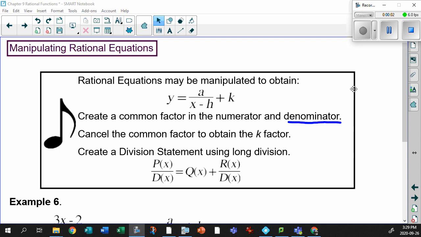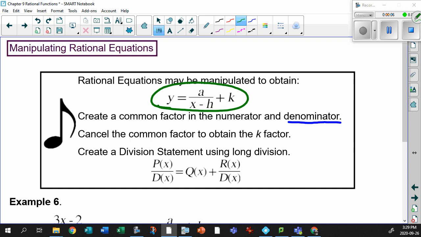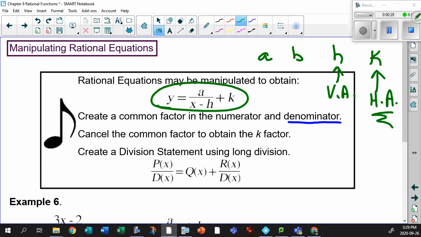So sometimes you're given equations in this form, and think about how beautiful that form is. We know what the A is, we know what the B is, the H factor, of course, which moves us left and right, and that ends up being our vertical asymptote. Oh my goodness, how pretty. We know what the K value is, which moves it up and down, that becomes a horizontal asymptote, and we're laughing all the way to the bank on this one.